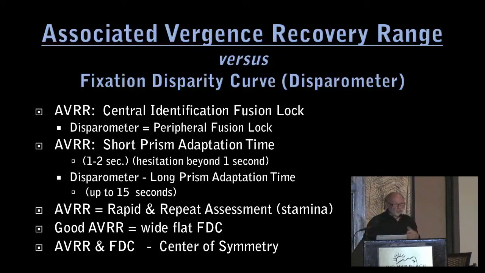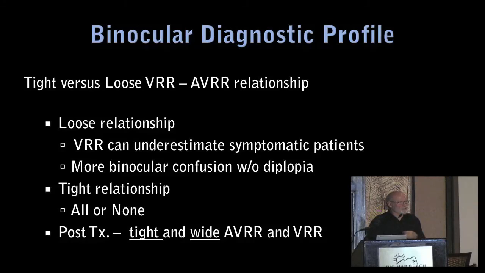Now, when you find you have a good associated divergence recovery range, it parallels a wide, flat range in the fixation disparity curve. And the associated divergence recovery range pays equal respect and measure to the center of asymmetry as does the fixation disparity curve. It's a spread and the way it's shifted. What's interesting is the way it's shifted in the associated divergence recovery range reflects the associated phoria.